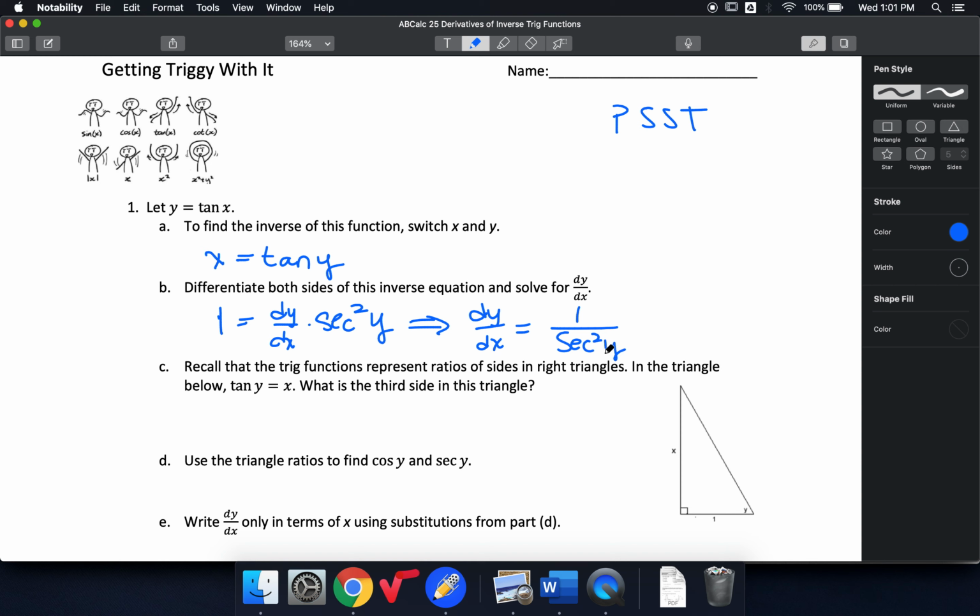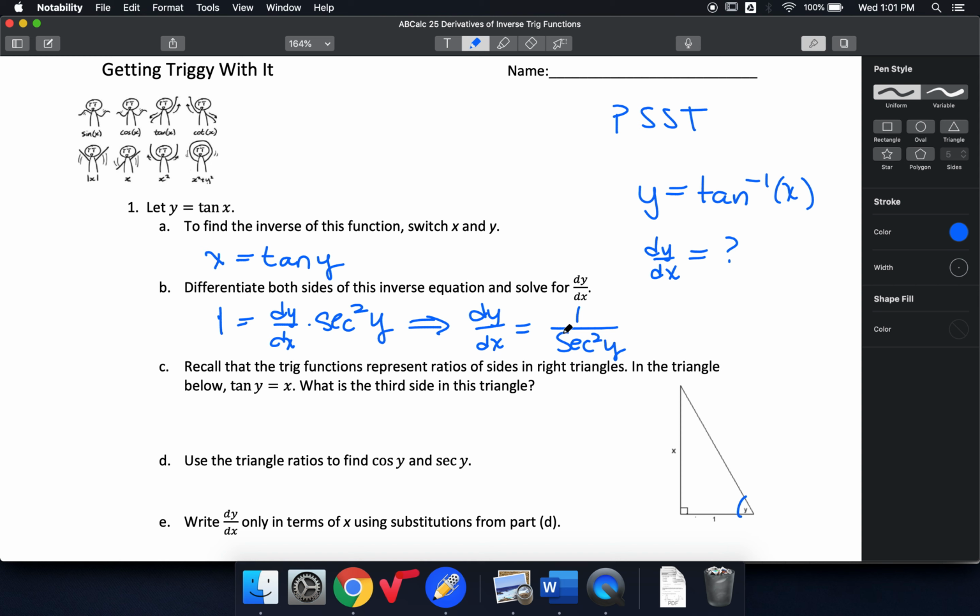Now, our whole goal is that we're trying to figure out, if we had the function y equals tan inverse of x, then what the dy dx is in terms of x. So let's look at this triangle here. This triangle shows tan y equals x. It shows this original function. And I know that from an angle, the tangent is opposite over adjacent, so I can see that tan y is equal to x over 1.